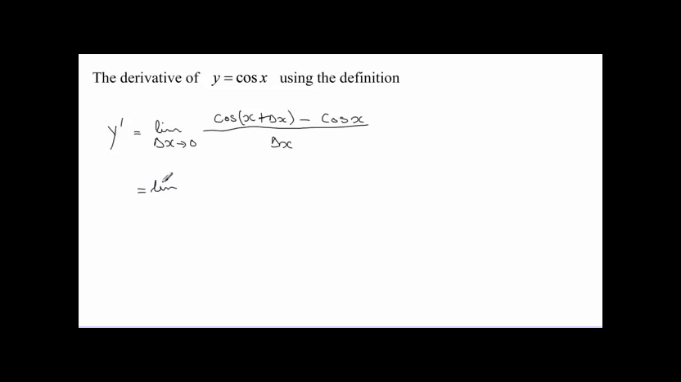So now we're going to have the limit as delta x goes to 0. I hope you remember the identity I'm going to apply here. This is going to reduce to cos x cos delta x minus sine x sine delta x minus cosine x. If you don't remember, don't feel bad. Just take your time and try to remind yourself of a number of trig identities because they're going to be useful in this case.